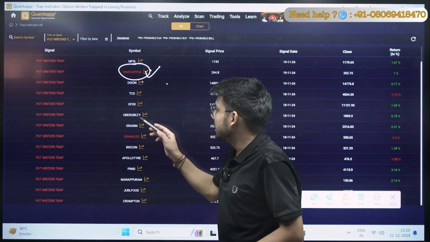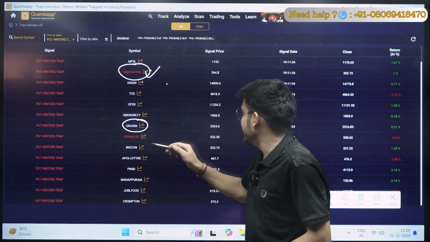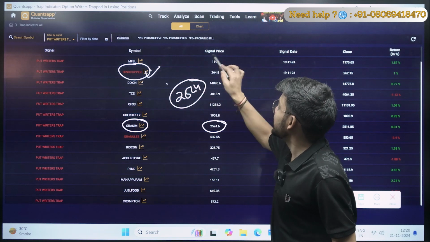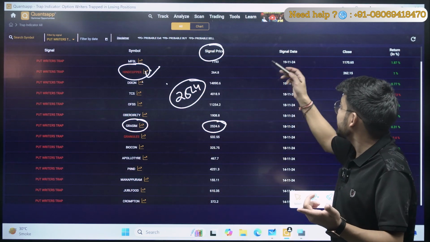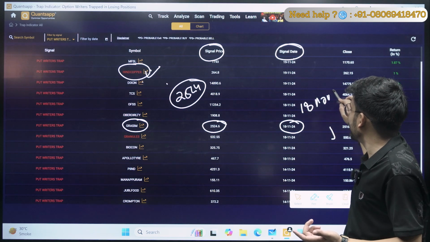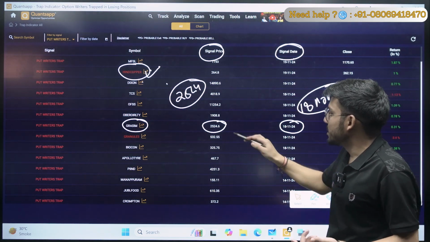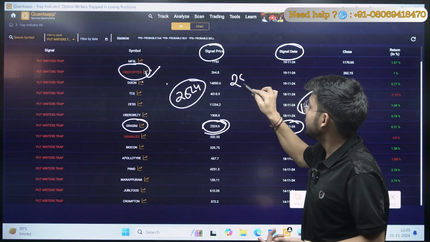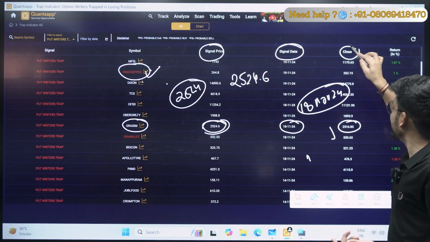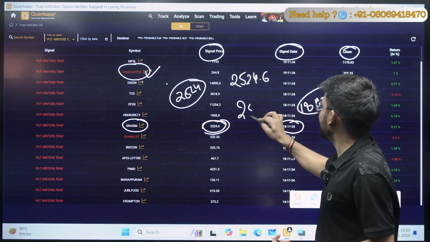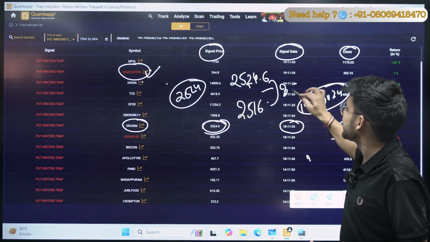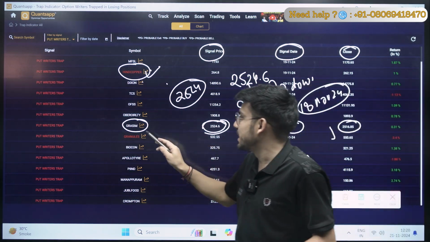Let's take another example. We can see Grasim here. In the Grasim, the signal price was 2005.24 when the signal was generated. What was the date? The date was 18 November 2024. What is the current price? The current price is 2005.16. So you can see approximately 8 points down my market is in Grasim.